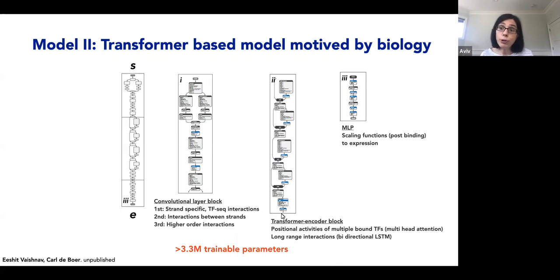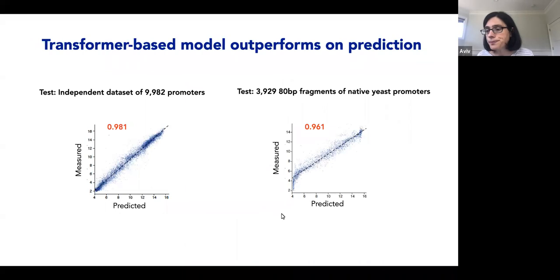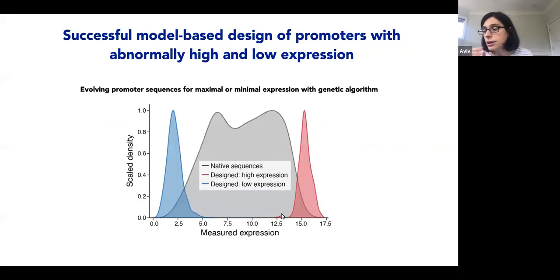This model has 3.3 million trainable parameters, but our data is still far bigger. And so the transformer-based model had excellent predictive performance, 98% accuracy on the new test data set of random sequences and 96% for native yeast sequences. And so this means a reduction of 33% and more in the error compared to our best performing biochemical model.